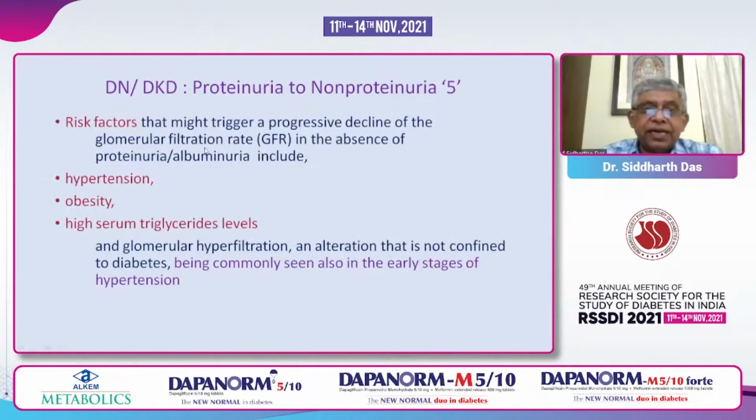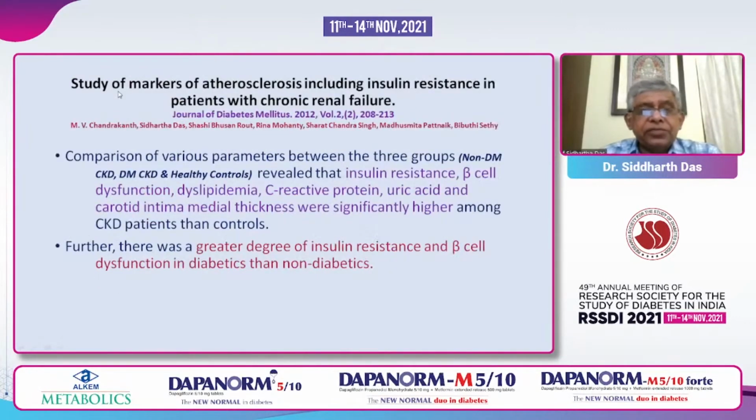Risk factors that might trigger a progressive decline in GFR in the absence of proteinuria or albuminuria include hypertension, obesity and insulin resistance, and high serum triglyceride levels. The glomerular hyperfiltration and alteration is not confined to diabetes, being commonly seen also in the early stage of hypertension. So those diabetics who are also hypertensive can also have albuminuria. But if you look at the non-proteinuric or minimal proteinuric nephropathy, these are the major risk factors which have to be given attention along with glycemic control. Now, we did a study way back and published in 2012, a study of markers of atherosclerosis, including insulin resistance, in patients with chronic renal failure.